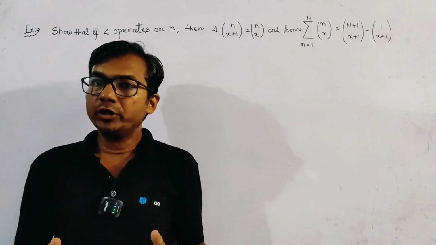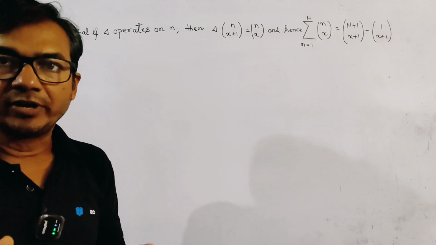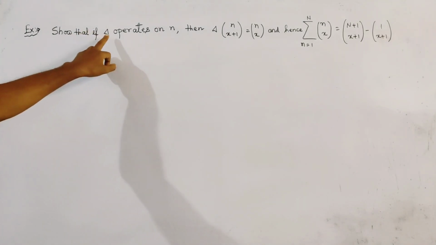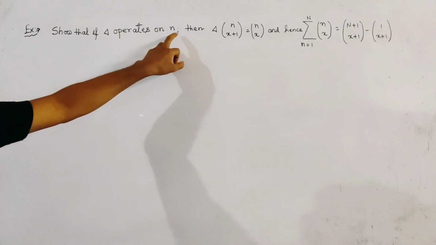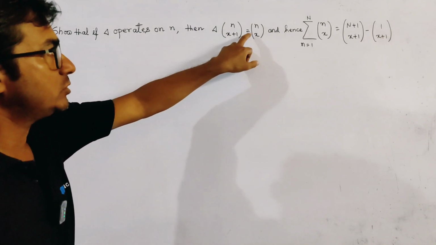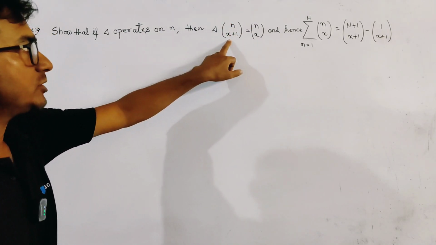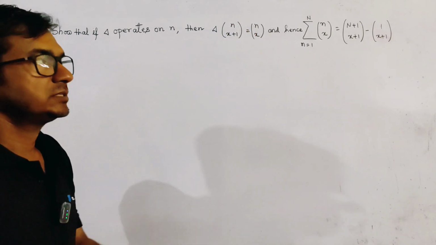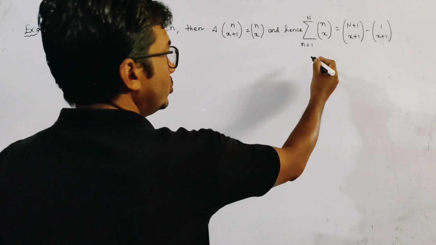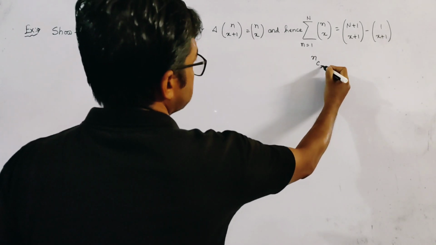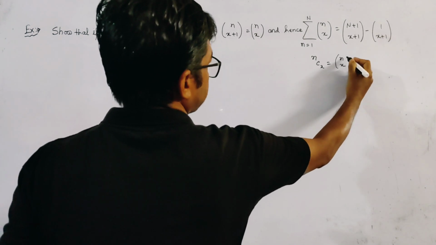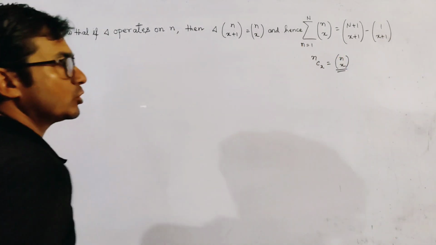A very important application of the forward difference operator is this: if delta operates on nCx, then delta of nC(x+1) is equal to nCx. Here nC(x+1) and nCx, and hence we get this result. We also write the notation nCx in the form of (n choose x), which is another notation convention.